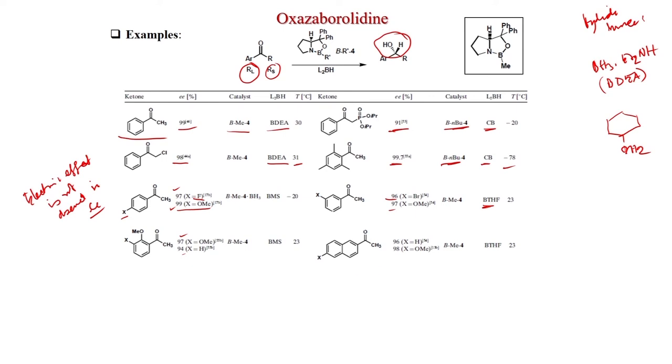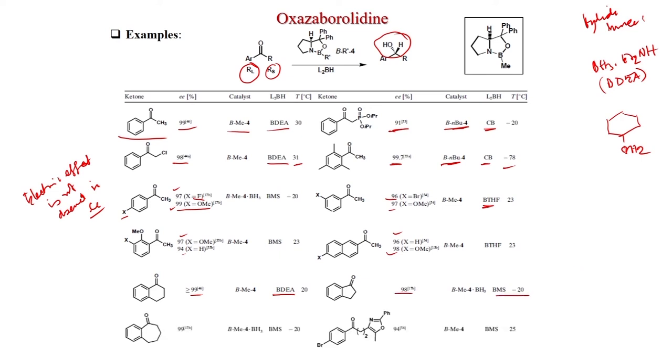This is the naphthyl system. Here X is equal to H, you get 96, X is equal to methoxy, you get 98% E. This is tetralone we have seen earlier. So, here the enantioselectivity is very high, 99% E with BDA complex, that is the hydride source. And 5-membered benzene, here also you get 98% E and minus 20 degree centigrade, BMS is the hydride source. Here 7-membered ring is there, here also high E and minus 20 degree centigrade. Here this heterocyclic motif is there. However, only the carbonyl group is reduced at 94% E.